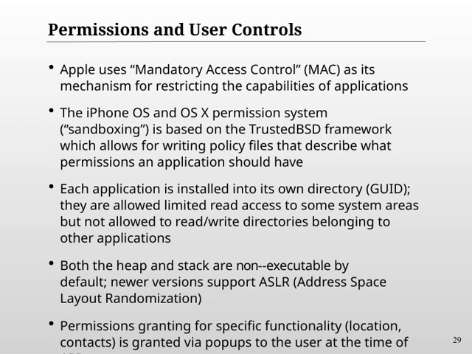Let's talk about permissions and user controls on Apple devices. Apple uses a security mechanism called Mandatory Access Control, or MAC, to restrict what applications can do. This helps ensure that apps operate within defined boundaries, enhancing security. The permission system on iPhone OS and OS X, often referred to as sandboxing, is based on the trusted BSD framework. This framework allows developers to create policy files that specify exactly what permissions an application needs, whether it's accessing the camera, location, or contacts.